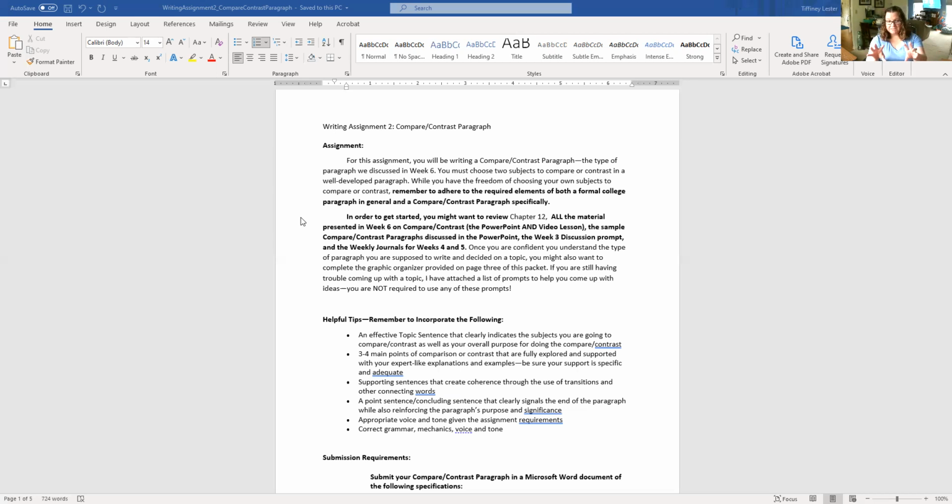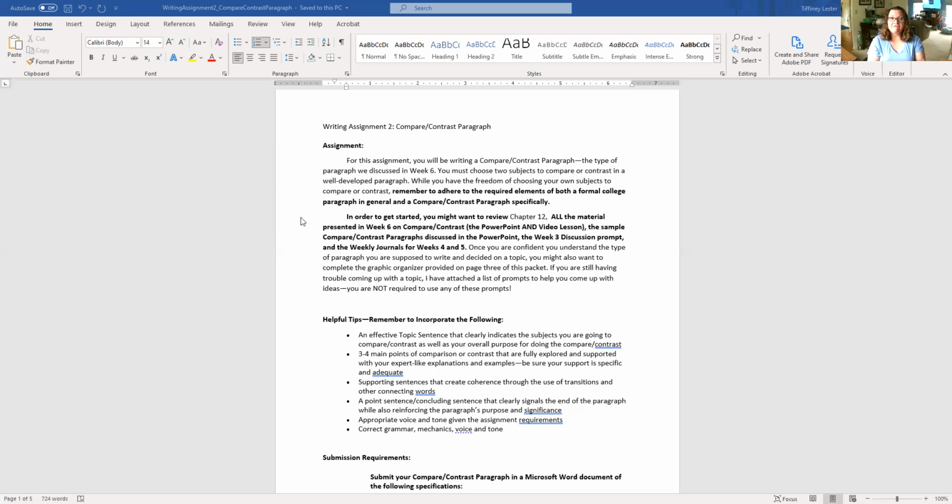So again, that bulleted list there under helpful tips, those are just all the things that we learned about in weeks 1 through 4 about basic paragraph writing. You have to still include all of those elements. It's just that what is inside the paragraph will specifically be compare and contrast, okay?